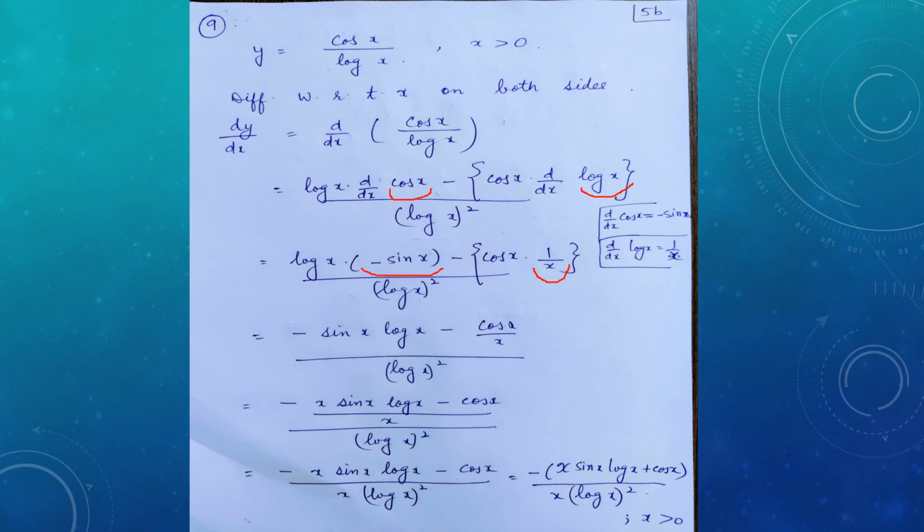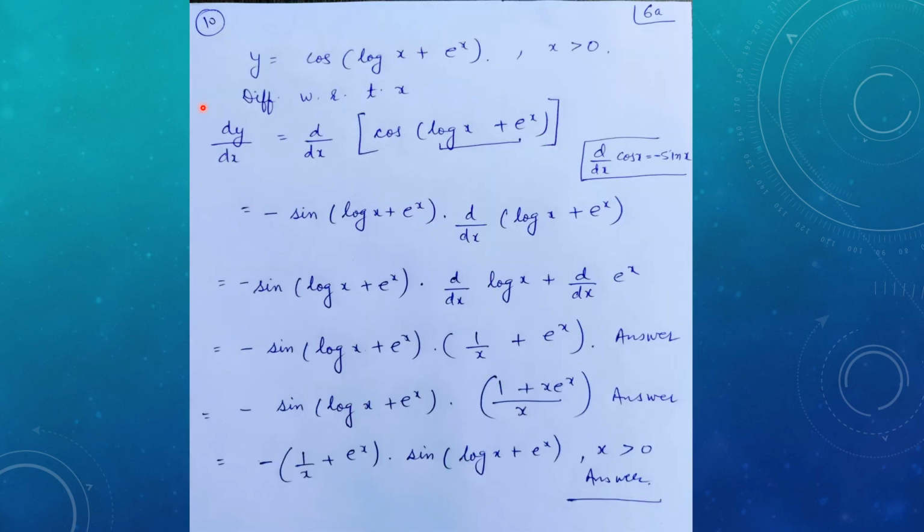Clear? Next question. Question number 10. Y is equal to cos of log x plus e power x, where x is greater than 0. Differentiating with respect to x on both the sides, you will get dy by dx is equal to d by dx cos of log x plus e power x. Now what formula you are using is d by dx cos x is equal to minus sine of x. Now what is being substituted for x in this question? Wherever you are writing x, here I am writing x, here also I am writing minus sine of x. X is being substituted by log of x plus e power x. So wherever in the formula you have written x, you will write log x plus e power x.